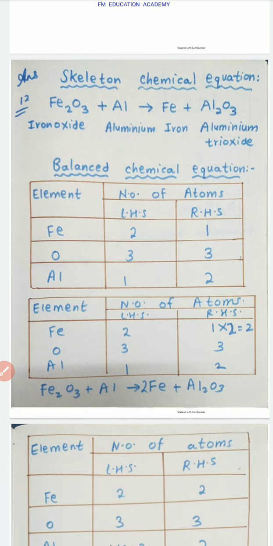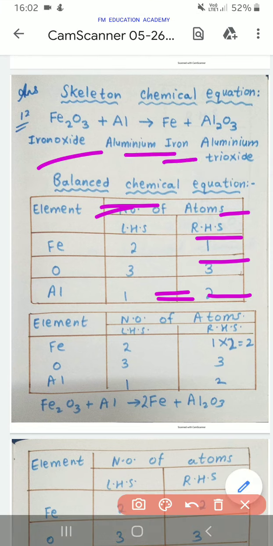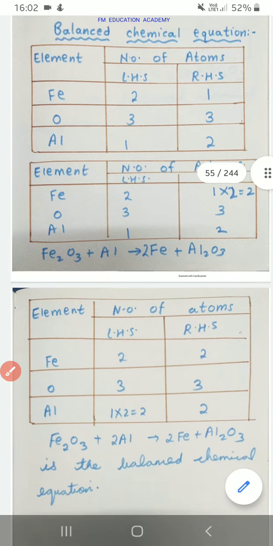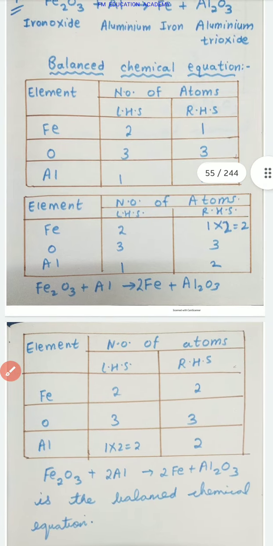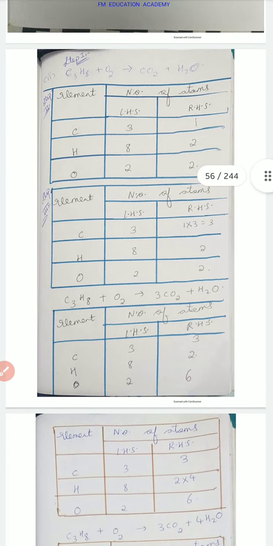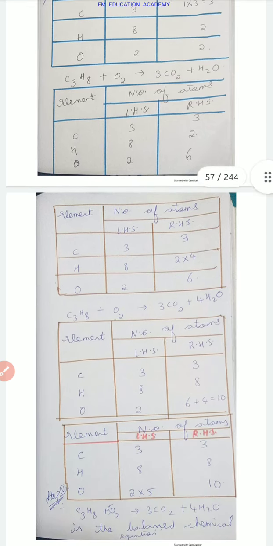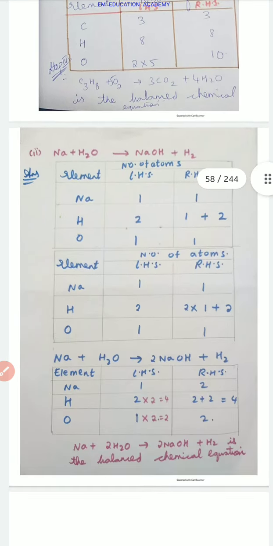This is my skeleton equation. Iron oxide is Fe2O3, aluminium is Al, iron is Fe, aluminium oxide is Al2O3. This same question came before, I have explained. This is your balancing. Similarly, the next equation is important. I am giving you 3 equations to practice along with solutions. You practice all these 3, so you can do the remaining 2.